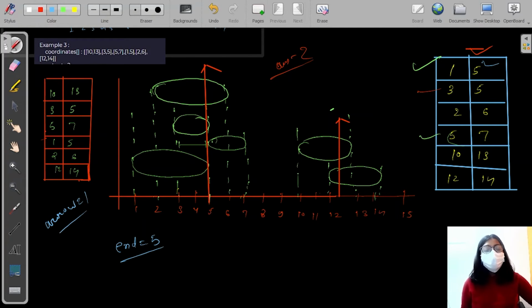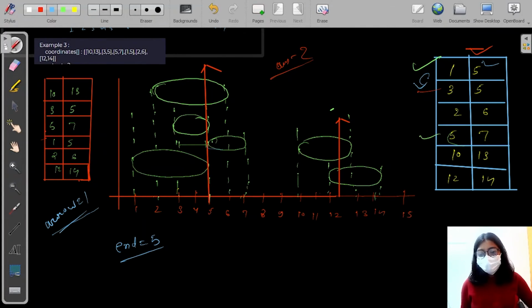Okay. Now I'm going to check if the starting point of my second balloon is less than or equal to 5. If the starting point of my second balloon is less than 5, it means there is some overlapping between these two balloons. Less than or equal to 5 means there can be one arrow that is going to touch both of these two balloons, right? So if my starting point is equal to or less than my ending point, then I'm not going to increase my arrow count. It means I can share the same arrow.